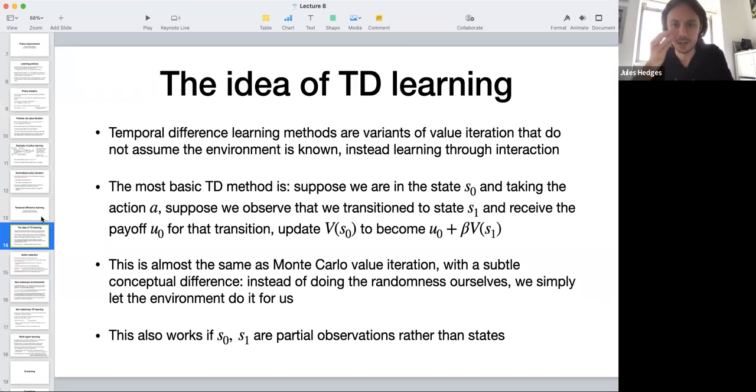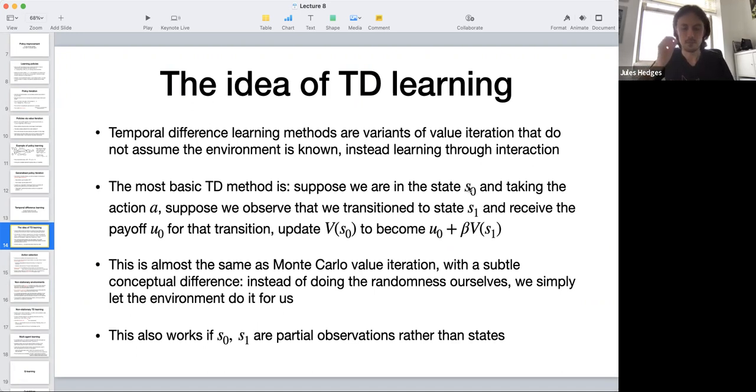So I'm going to introduce this by expanding on the idea slowly, instead of trying to say what it is at first. So the most basic method is, suppose we're in some state and we take some action and we watch what the environment does, and we see that the environment transitions to some new state and we receive some payoff. What we're going to do, the most basic thing, is that we can update our value for the old state to the payoff that we got plus discounted value for the new state. And this also, by the way, works if these states are observations rather than true states.